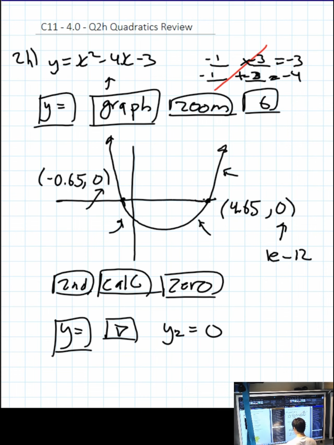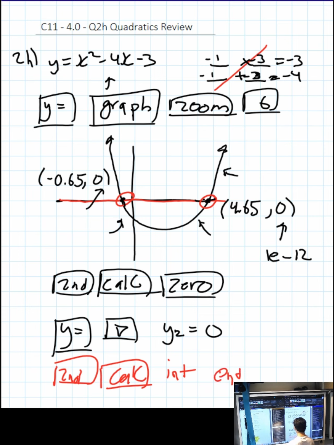What that does is put a horizontal line in red at the x-axis, and then we circle both of our intersections between those two lines. It's going to be a much faster process. Down below in red, let's say second, 2nd, calc again, and this time intersect. Then if you press enter, we just have to press enter 3 times. Enter, enter, enter, and it gives you the x-intercepts.